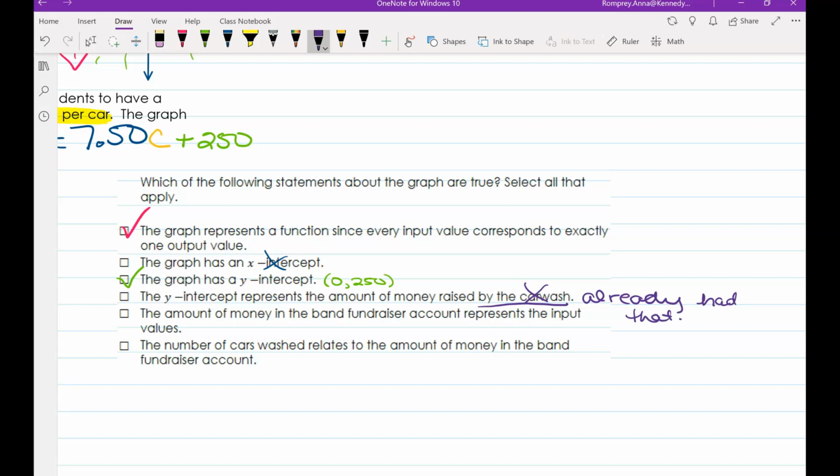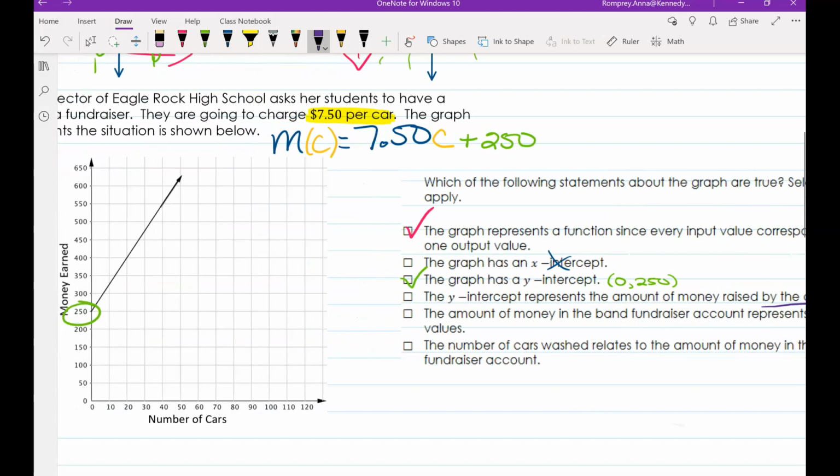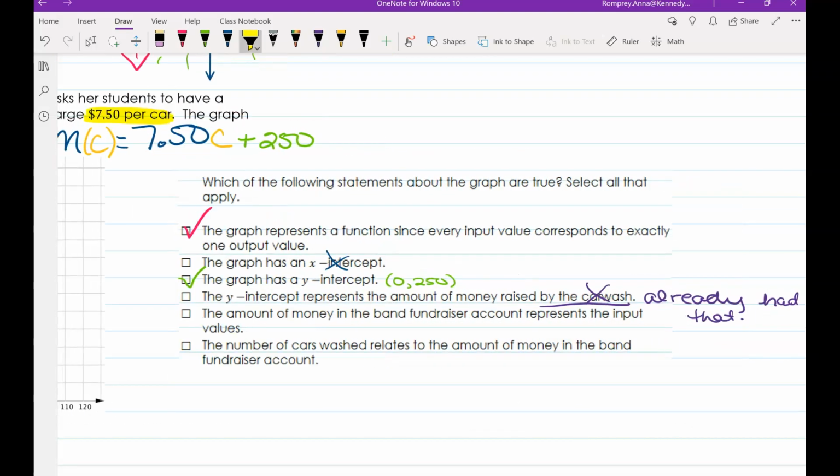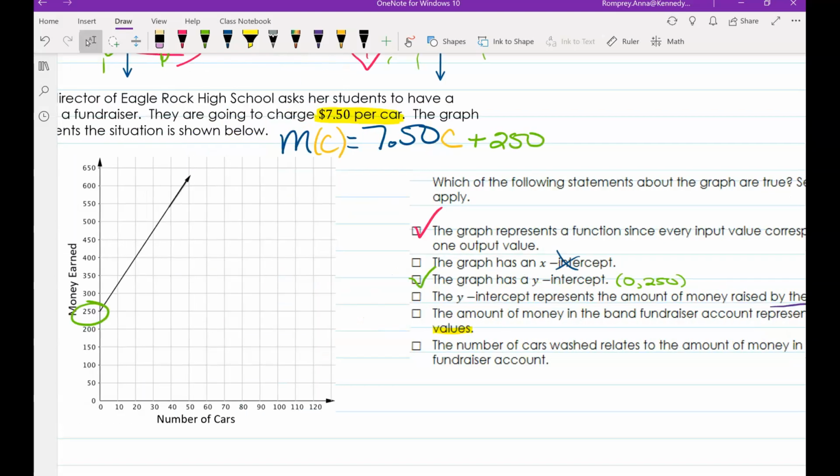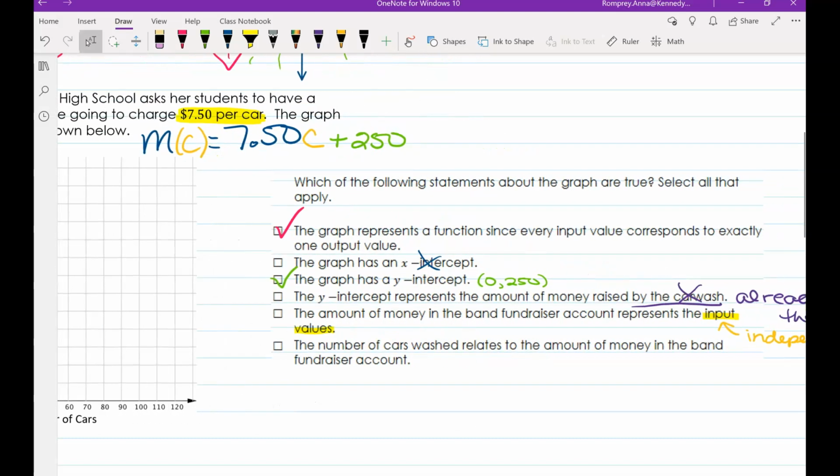So the amount of money in the band fundraiser account represents the input values. Okay, keyword. What's our keyword? Input values. So remember, our input is our independent variable. So who is the independent variable in this case? If the money is independent, then that means cars depends on money? Does that sound right? The amount of cars we wash depends on money? No, the money that we earn depends on how many cars we wash. So is the amount of money in the band fundraiser the input? No, the amount of money we get, that's our output.